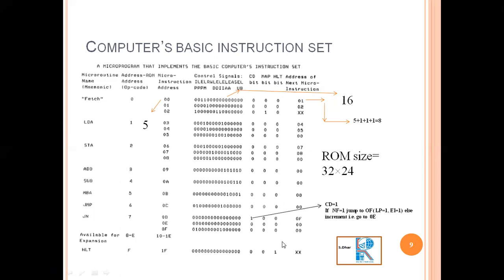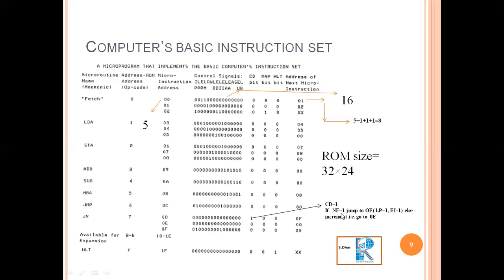See here, if the condition bit is 1 and the negative flag is 1, it will jump to the address written here. That means it will go to 0F. That means LP is equal to 1, EI is equal to 1. This control signal should be activated. Then from here it will go to fetch.